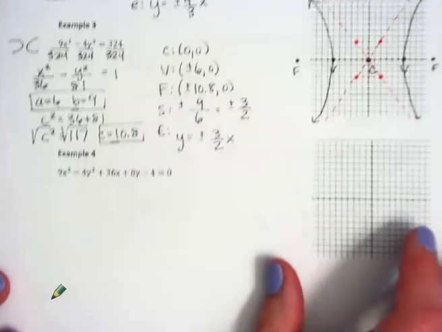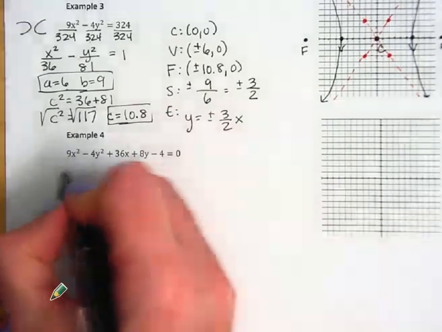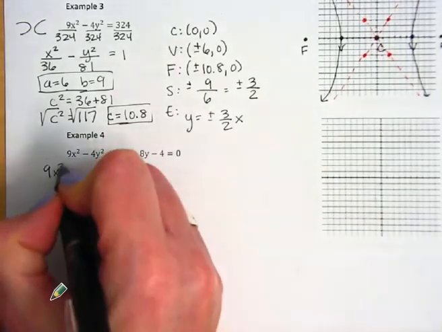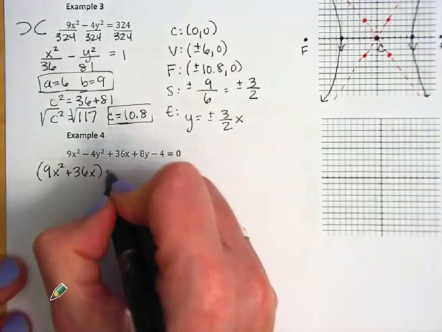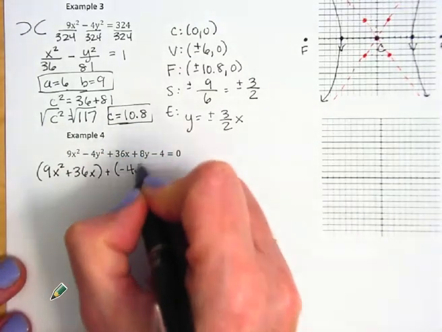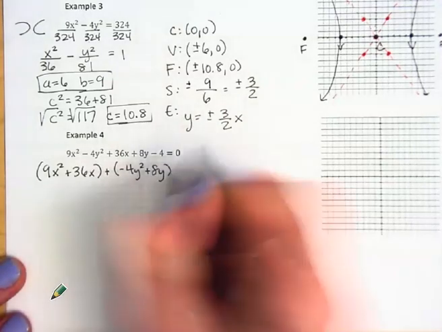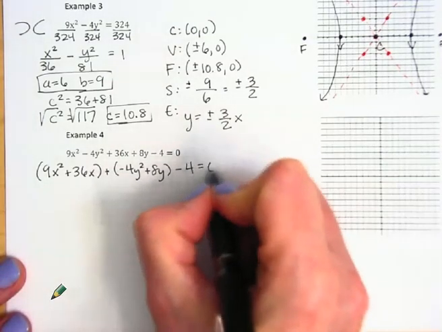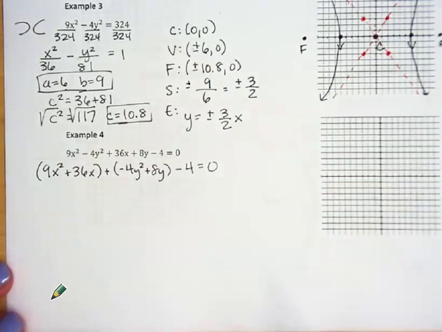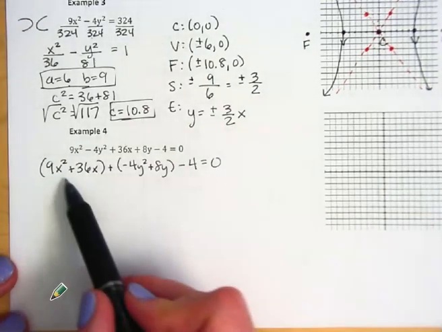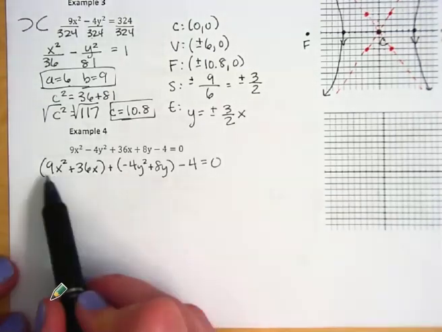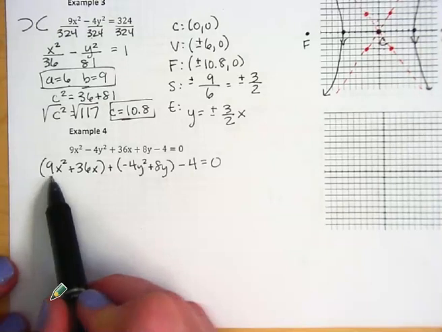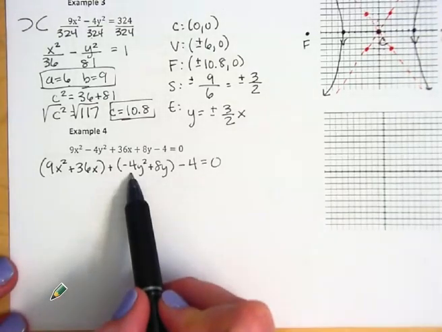So let's put our x's together. 9x squared, positive 36x, negative 4y squared, positive 8y. And then we have our constant out here. So before we can complete the square, we have to divide off by the leading coefficient in each group. So the leading coefficient in the first group is 9, and in the second group is negative 4.